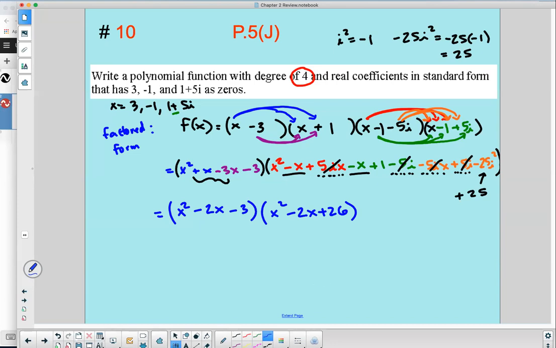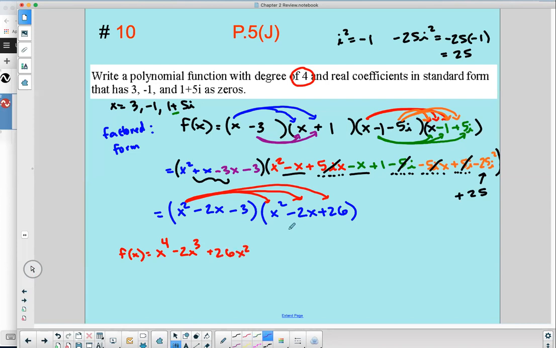Again, there is a shorter way of doing this. And so this is the standard form. What we're about to get is going to be our answer. X squared times x squared is x to the 4th power. X squared times minus 2x is minus 2x cubed. X squared times 26 is 26x squared.